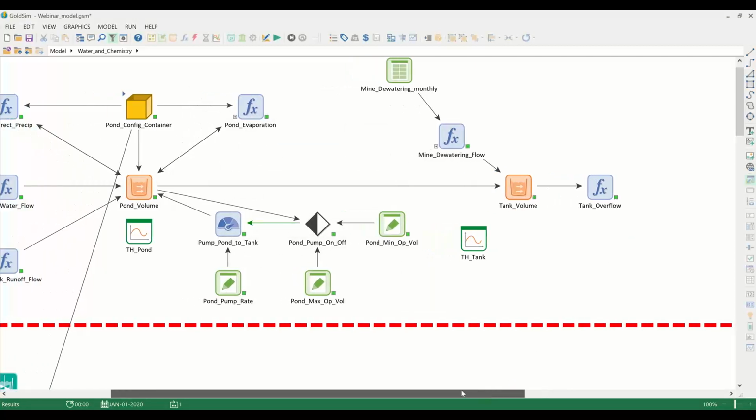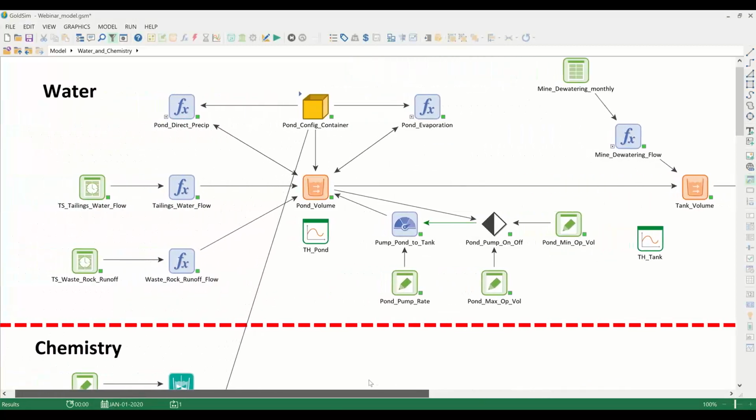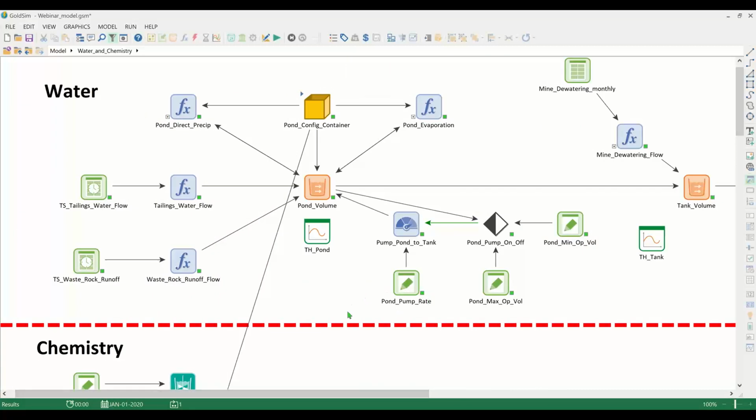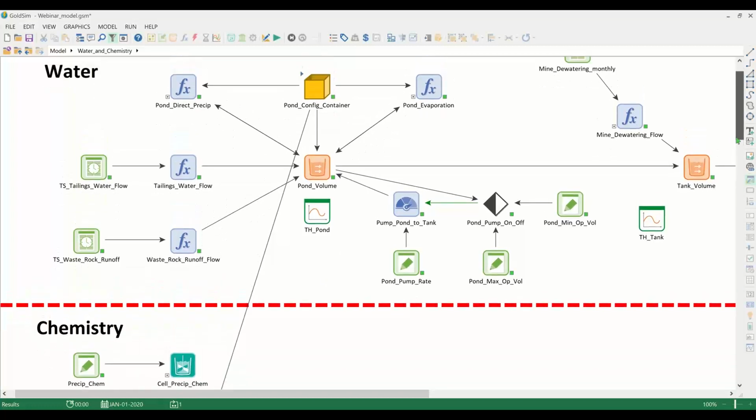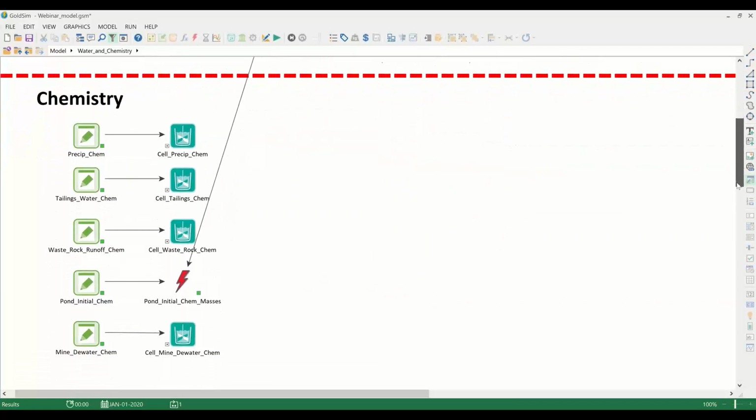So these things for the water balance, these elements, they all have implications, of course, for the chemical balance. And in particular, in any kind of model that you work on that involves chemistry, for each unique or different type of water that enters your system, like precip, tailings water, the waste rock runoff, the mine water, it needs to have a defined chemical composition.